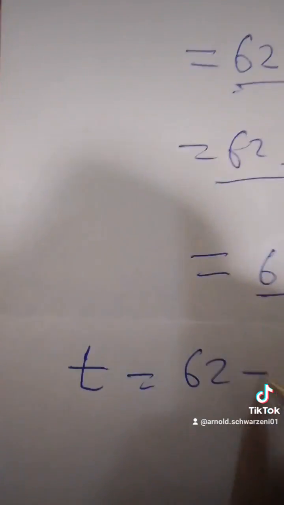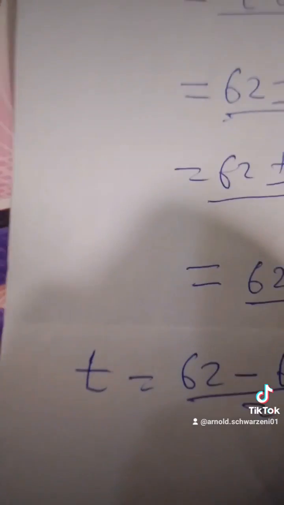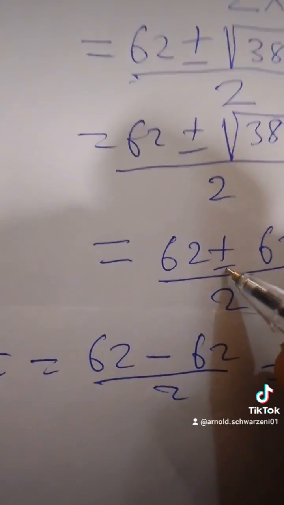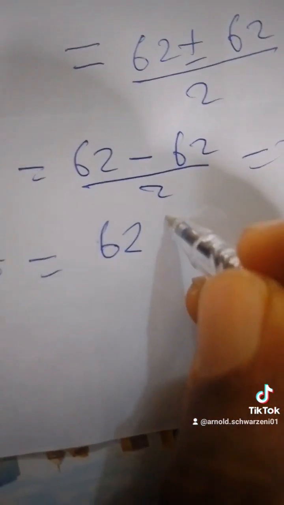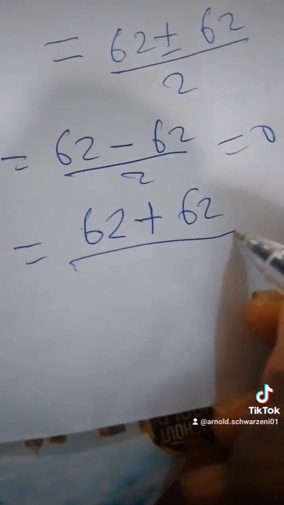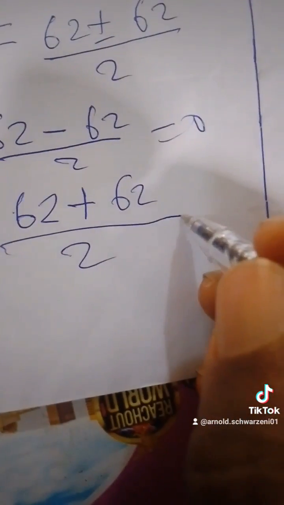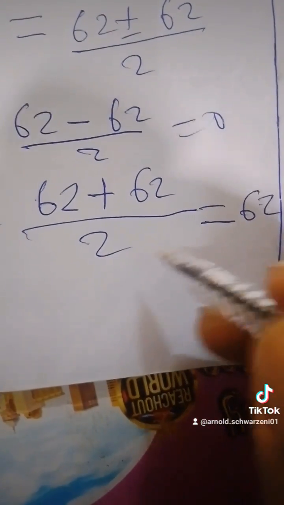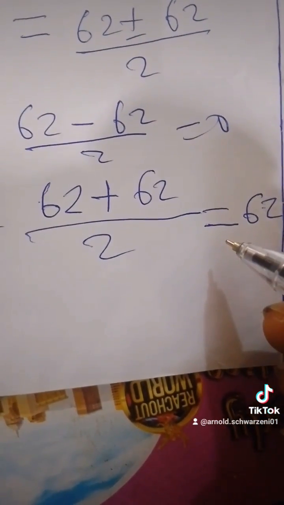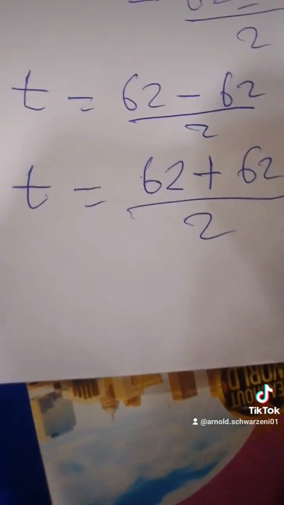So we have two values of t now, in terms of t, remember. So the first one will be t equal to 62 minus 62 all over 2, and that is 0. That is when t is equal to 0, when we take the negative sign. And or t equal to 62 plus 62 all over 2. Are you seeing that? And this will give us just 62, because 62 plus 62 is 124. 124 divided by 2 is just what? 62.